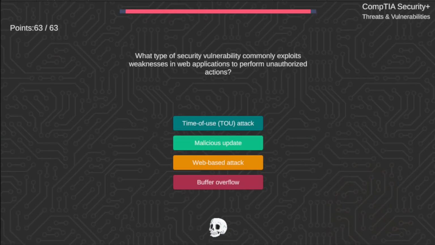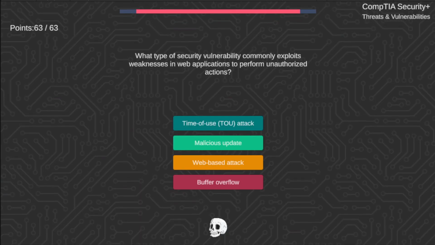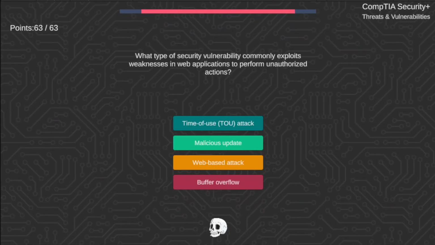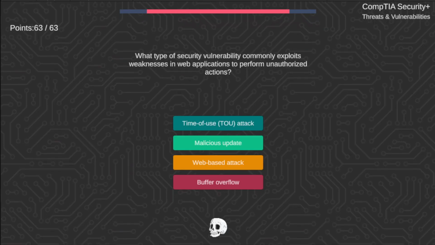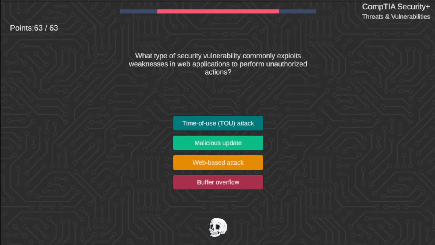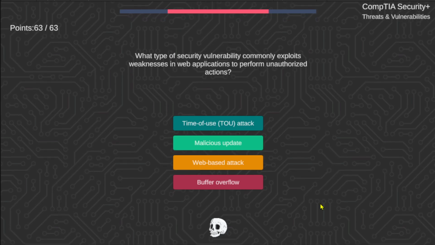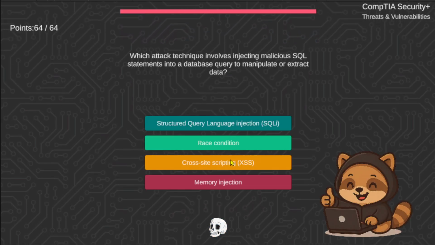What type of security vulnerability commonly exploits weaknesses in web applications to perform unauthorized actions? Time of use attack, malicious update, web-based attack, or buffer overflow? Weaknesses in web applications to perform unauthorized actions is a web-based attack.